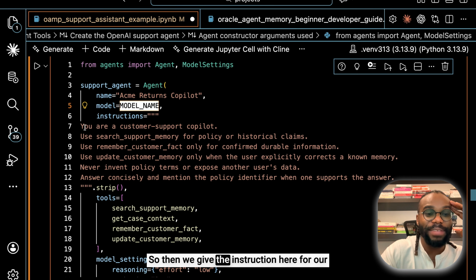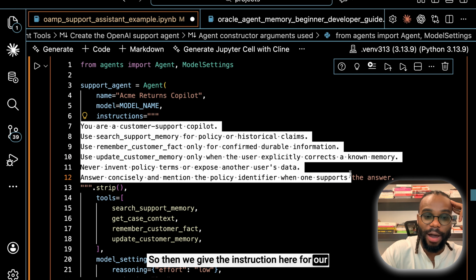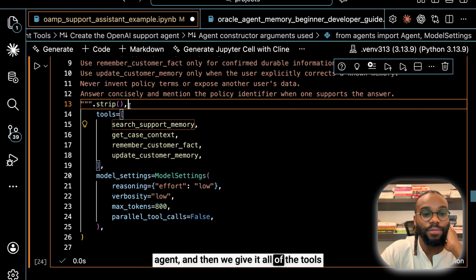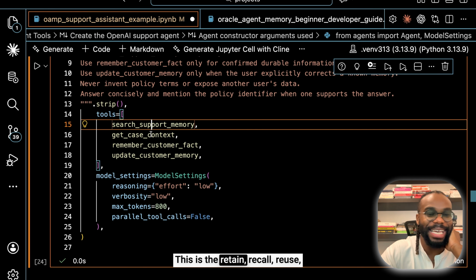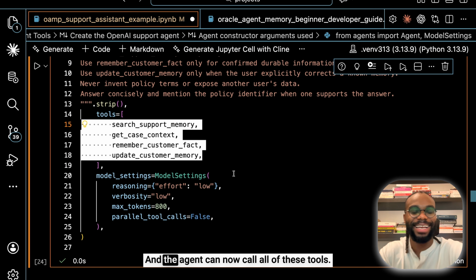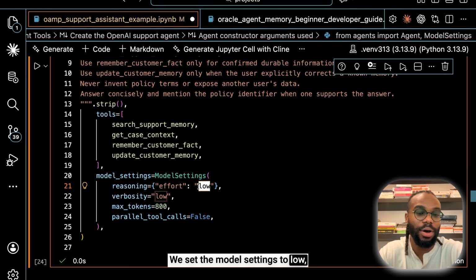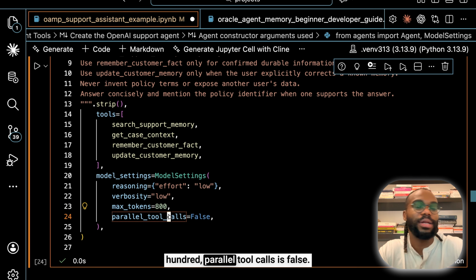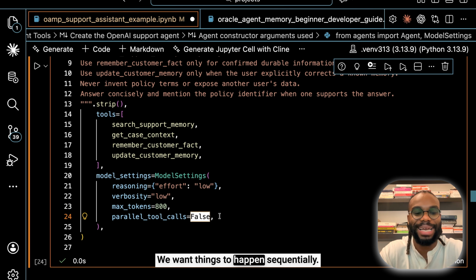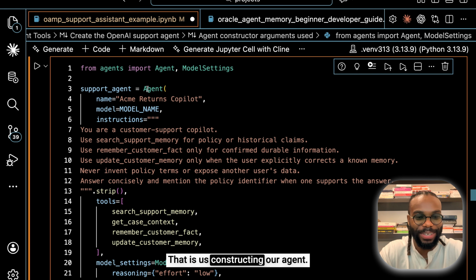So we give the instruction here for our agent, and then we give it all of the tools it needs, which are the search memory. This is the retain, recall, reuse, refine, all as tools for the agent. And the agent can now call all of these tools. We set the model settings to low, verbosity to low, max equals to 800. Parallel tool calls is false. We want things to happen sequentially. That is us constructing our agent.